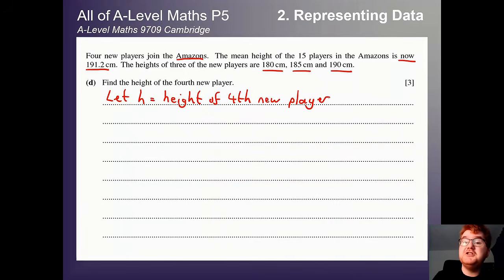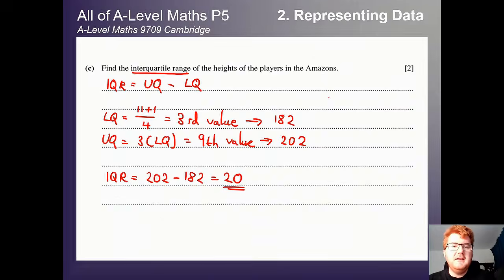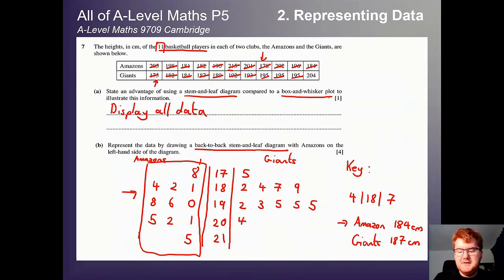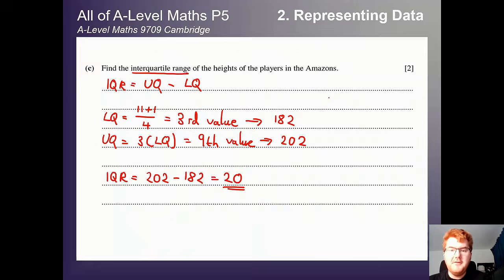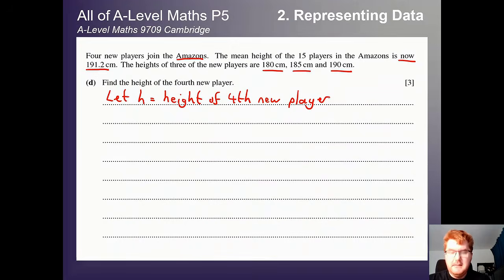And I'm going to set up an equation here using the information that I have. So if I go back and add up all the Amazons players, so we have 178 plus 181 plus 182 plus 184 plus 190 plus 196 plus 198 plus 201, 202 plus 205 plus that huge player at 215. Adding on the other three players that we know, so that's 180 plus 185 plus 190. That gives us 2,687. So the way I'm going to formulate this equation is as follows.